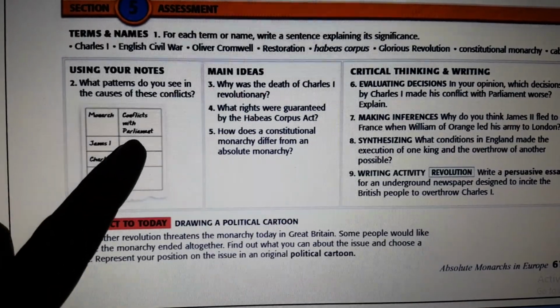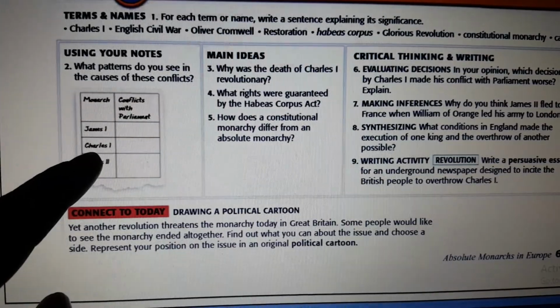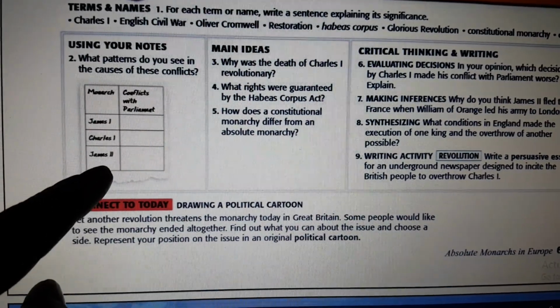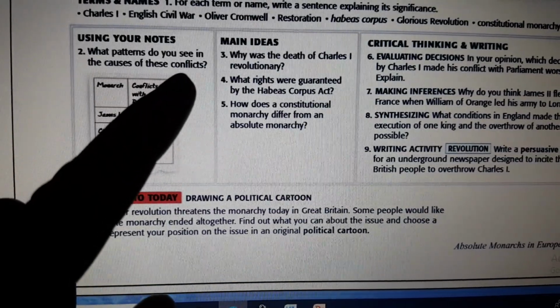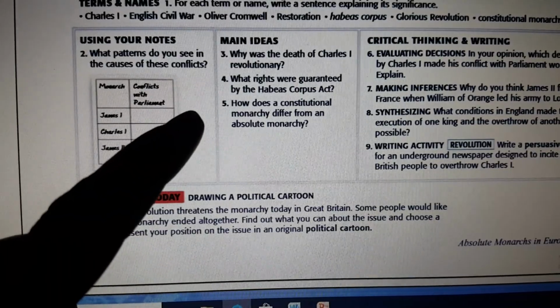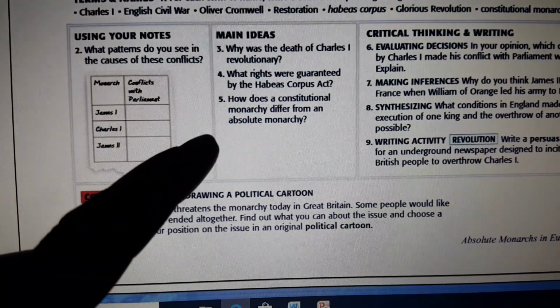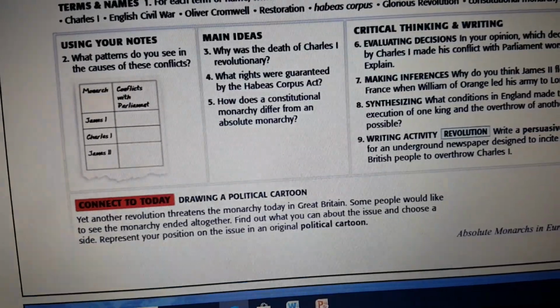Monarch, conflict with Parliament. Term 1, James I; Charles I; James II. Main idea. Number 3, why was the death of Charles I revolutionary? Number 4, what rights were guaranteed by the Habeas Corpus Act? Number 5, does a constitutional monarchy differ from an absolute monarchy?